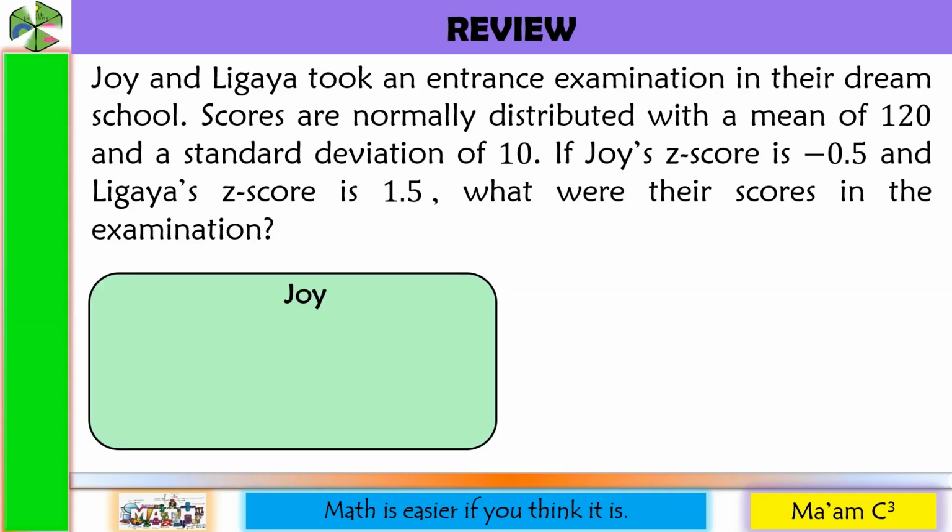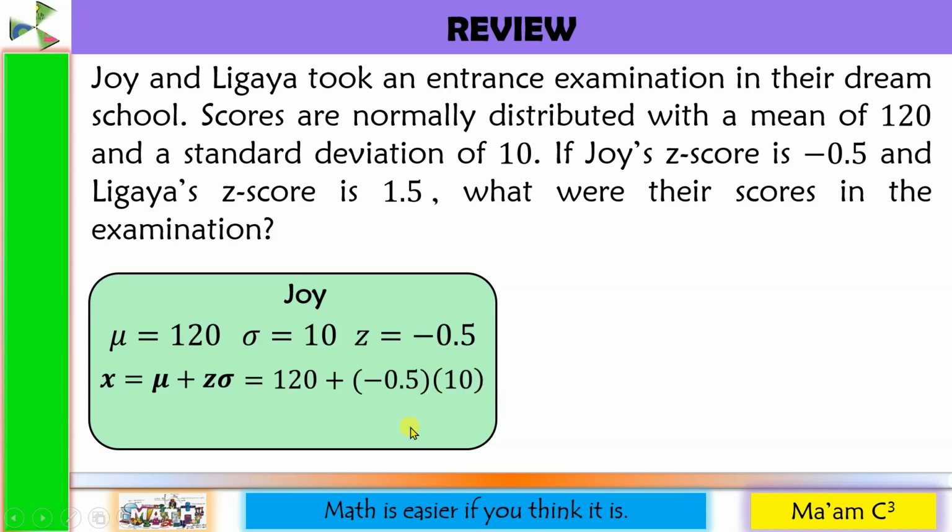Let us start with Joy. Let us identify the given. Our mean is 120. Our standard deviation is 10. And Joy's z-score is negative 0.5. Let us recall the formula. Let us substitute our values here. Negative 0.5 times 10 is negative 5. 120 minus 5 is 115.